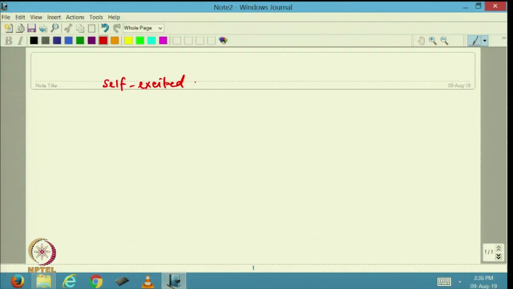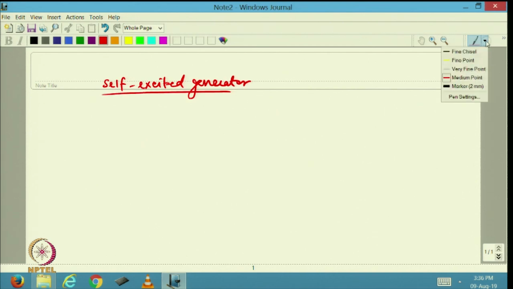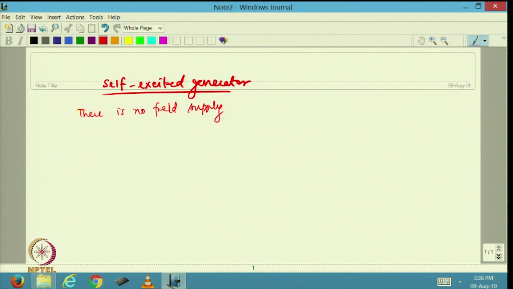Okay. So, we had seen the working of a separately excited DC generator, but last class I had started on self excited generator. So, as I told you earlier, in self excited generator there is no field supply. No field supply will be given. So, whatever is the generated voltage, that itself has to give the field also a supply.